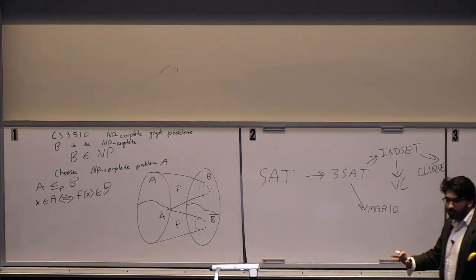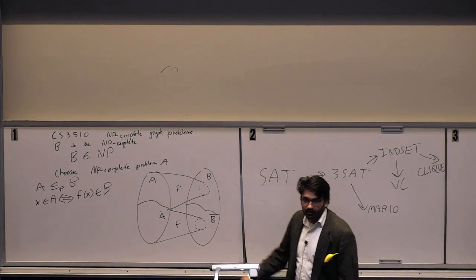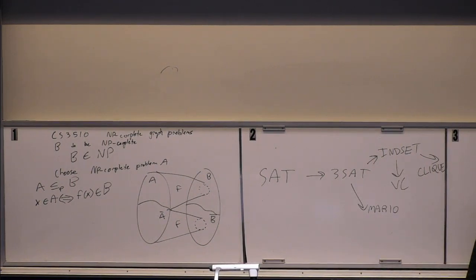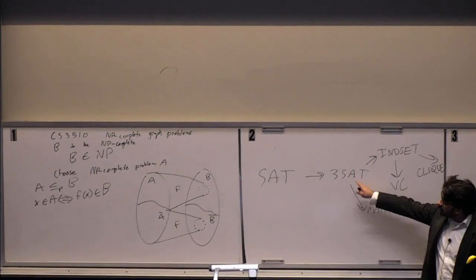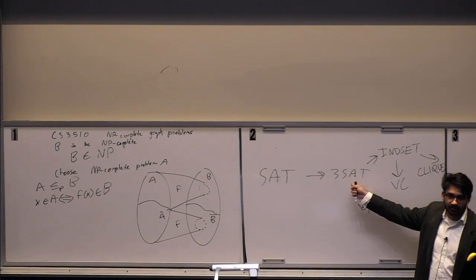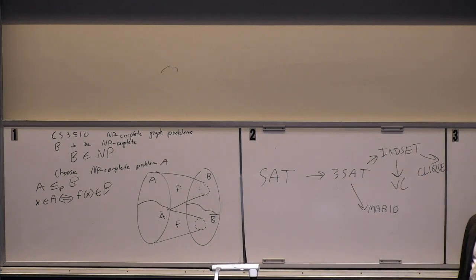So two pictures you should always have in your head at all times. One is what the reduction looks like. It's always good to good, bad to bad. Keep that in mind. Two is the tree as we're working through the problems. SAT, from SAT, everything comes from SAT. It's the root of the tree. 3SAT is like the useful version of SAT, which makes proofs simpler. Independent set, vertex cover, and clique are all graph problems.